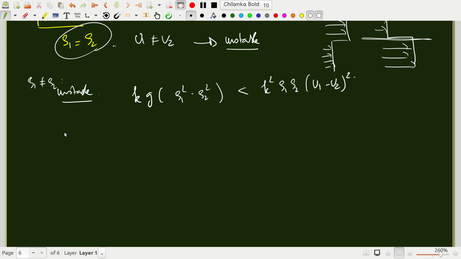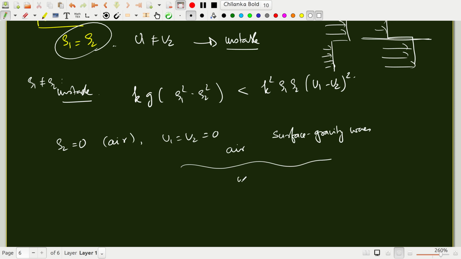Okay, so this is the result for Kelvin-Helmholtz instability. Now, if rho 2 is 0, that is the top fluid is air, and u1 and u2 are 0, then we will have what are called surface gravity waves. That is, you have a water body, and this is air, this is water, and you will find waves, no? The frequency of those waves will be determined by this expression under these special conditions. Okay? Now, if u1 and u2 are 0, then we have what are called internal gravity waves.